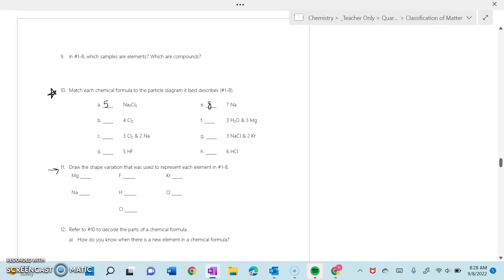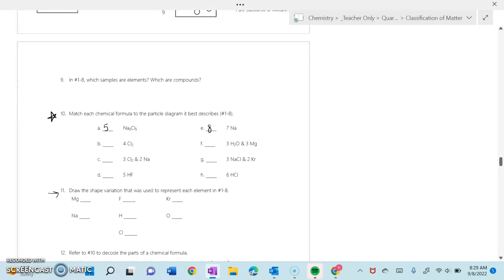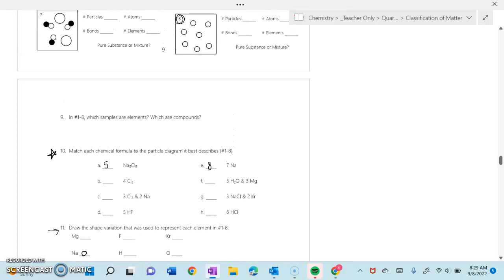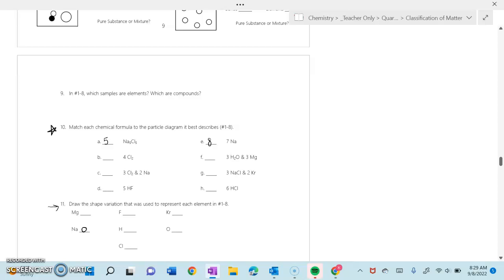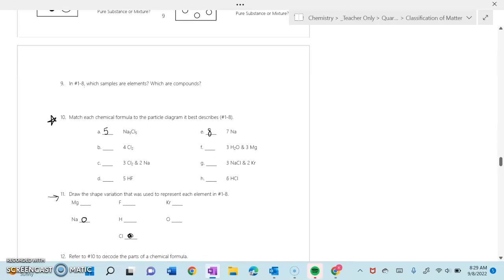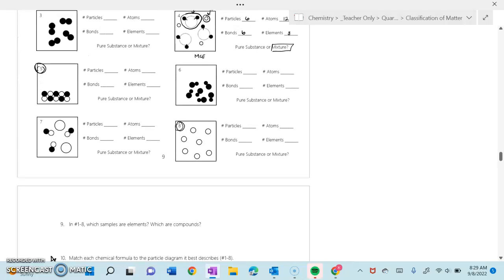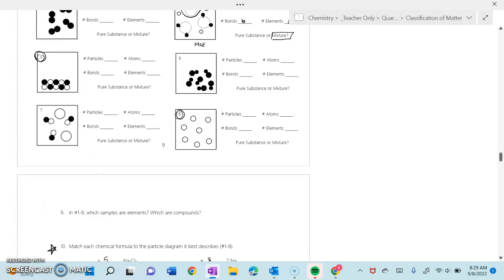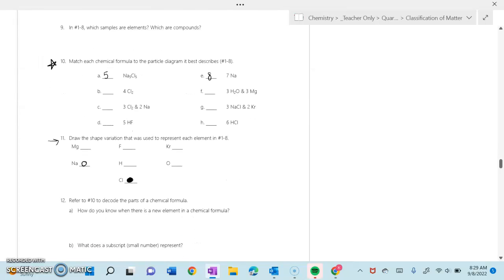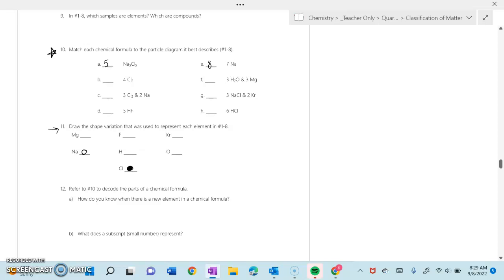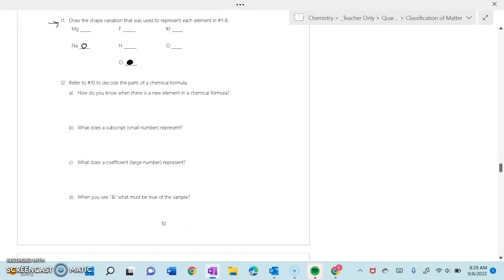Then as you go through it, you could even do it at the same time you're going through it. Draw the shape variation used to represent each element. So in that one we just had the white circles, that would be Na. And looks like Cl is the little black circles from our first example. It is consistent throughout all of the particle diagrams, so once you draw one, it will be true still. The biggest difference you'll see in our shapes are size and color. They're all circles, so don't get confused with number 11. There are differences for each of those elements. And then number 12, you're just breaking down and decoding the parts of a chemical formula.